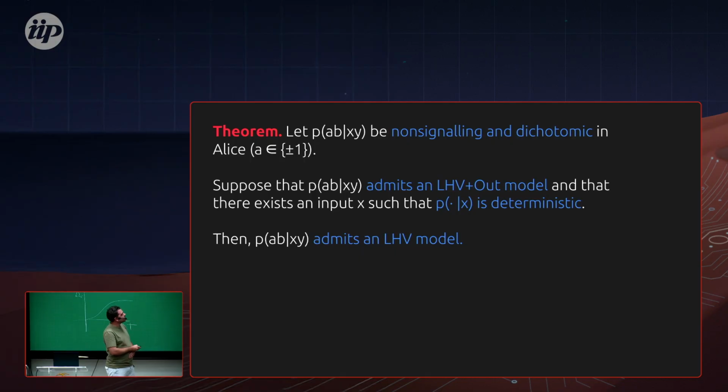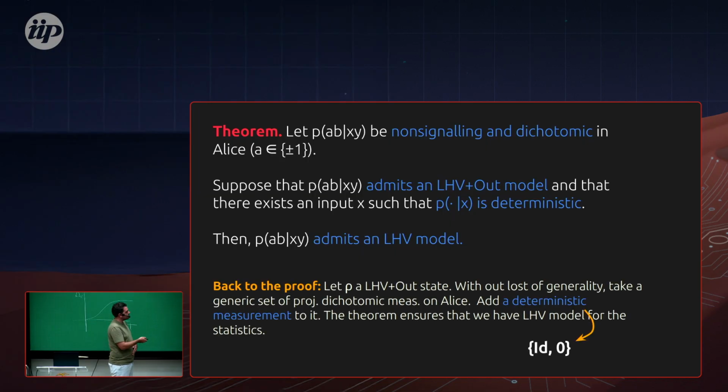Now the assumptions: let's suppose that this behavior admits a LHV plus out model. And another one, maybe the key one, is that there exists an input X such that the marginal of Alice here is deterministic. So it's 0 or 1, only two possible values. Then under these assumptions, the complete behavior will also admit a LHV model. So I start with LHV plus out and some assumptions, and end up with a LHV model. Based on it, it's easy to prove the result.